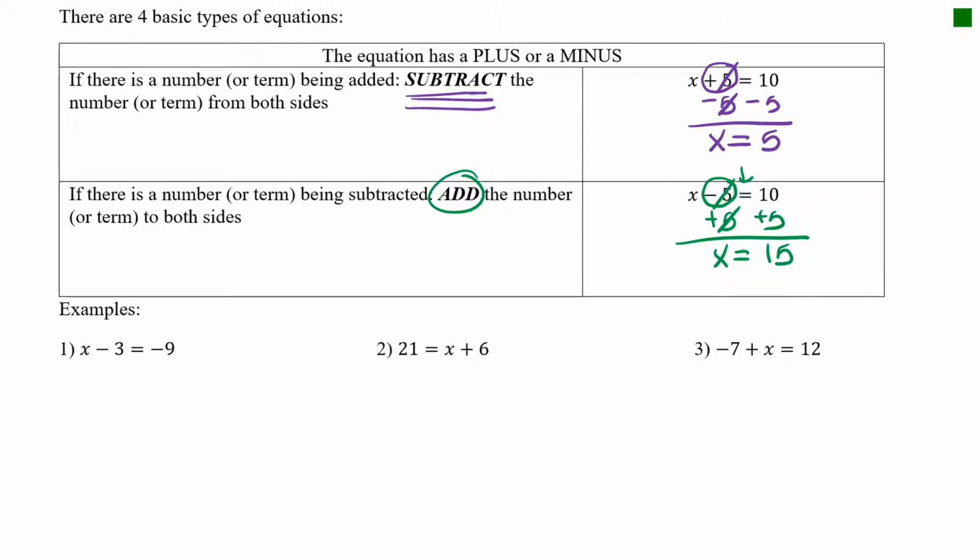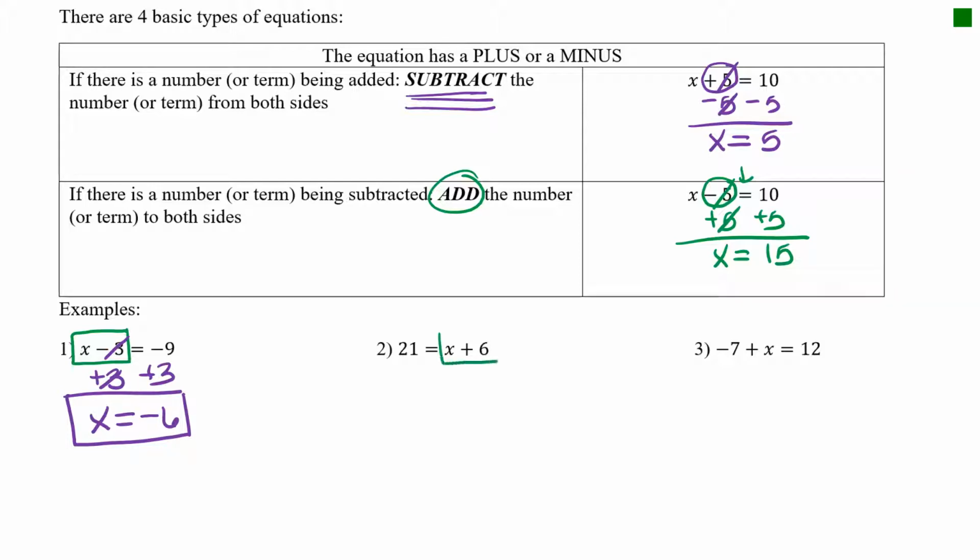So the first thing I'm doing, I'm going to look at this side because that's the side that has my variable. There is subtraction. Opposite of subtraction is addition. So we're going to add 3 to both sides. Negative 3 and 3 cancel. I have x. Negative 9 plus 3 is negative 6. Bada bing, bada boom. There's our answer.